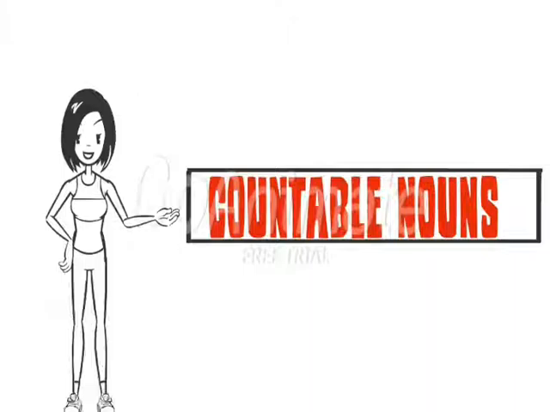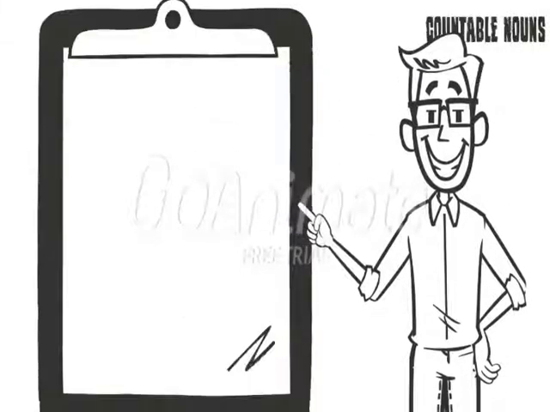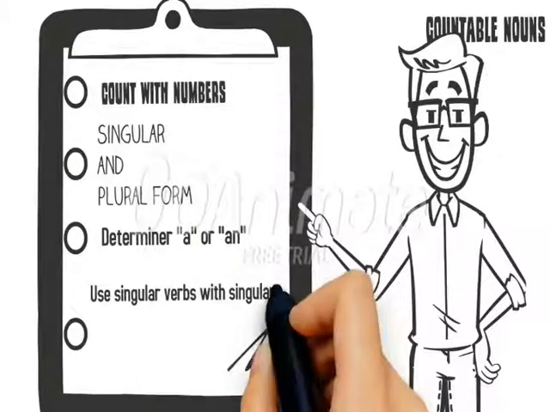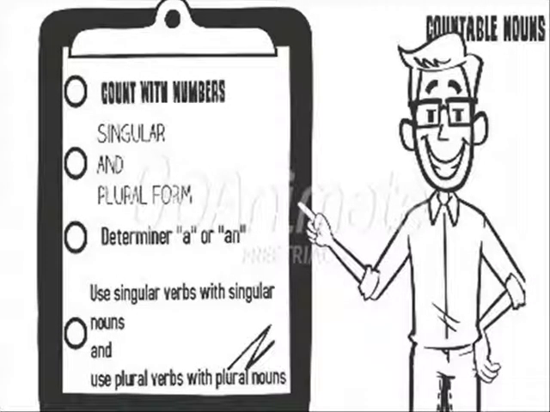First, let's have a look at countable nouns. Okay, so keep in mind these four important aspects regarding countable nouns. Countable nouns, you can count them with numbers. They have singular and plural form. You use the determiners a or an. The last important thing is that you use singular verbs with singular nouns and plural verbs with plural nouns.